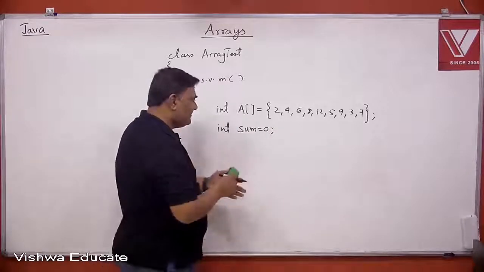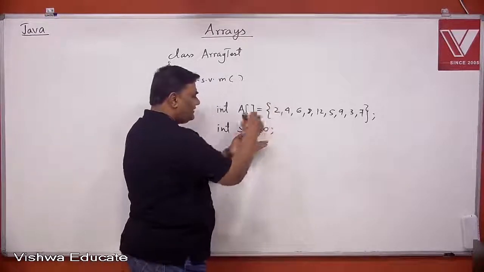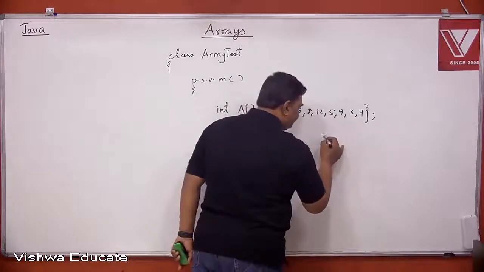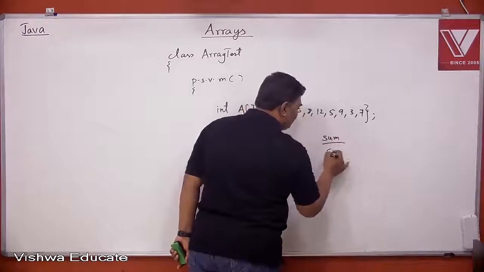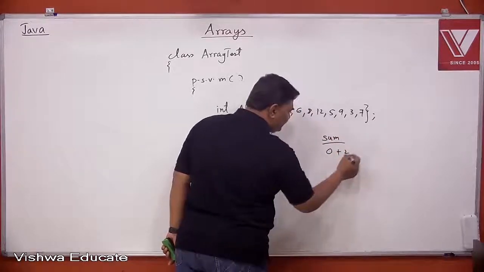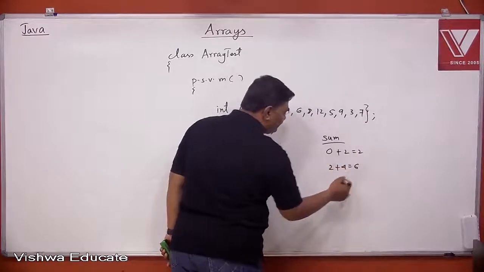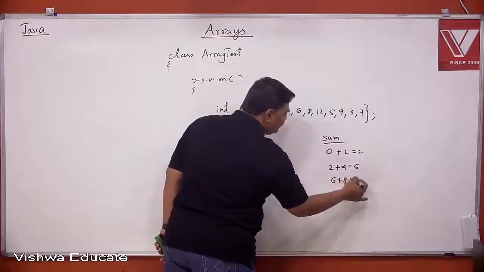Suppose sum is 0. Add 2, sum becomes 2. Then add 4 to that. So the first time sum is 0, then 0 plus 2, sum becomes 2. Then 2 plus 4, sum becomes 6. Then 6 plus 8, sum becomes 14.